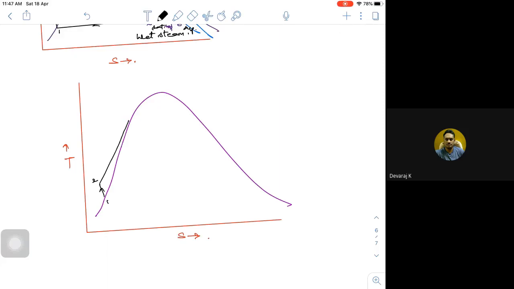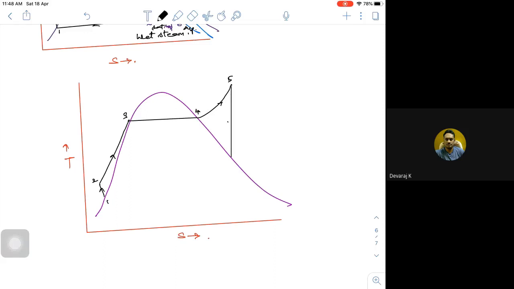This is to point 3, and I will go to point 4. Fine. Then if I try to superheat it, I will go to a particular point. Let me call that 5. Then what we try to do? We try to expand in the first stage high pressure turbine till it is dry.